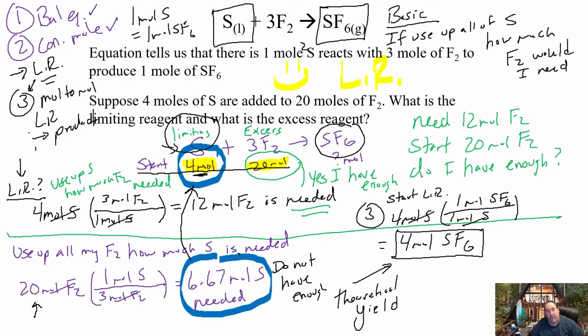We could do step number 4, which would be our moles to grams if we were interested in it. But in this case, we're just going to stop at moles. So that is one approach. Again, the same 4 steps. We just do that additional calculation to figure out which one is the limiting reagent. And then we could do it at that point.